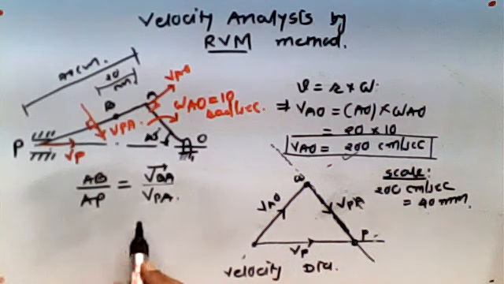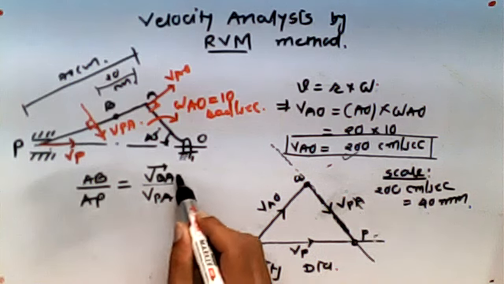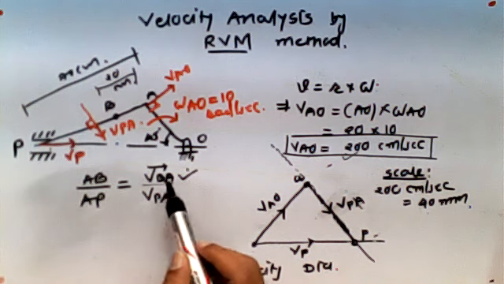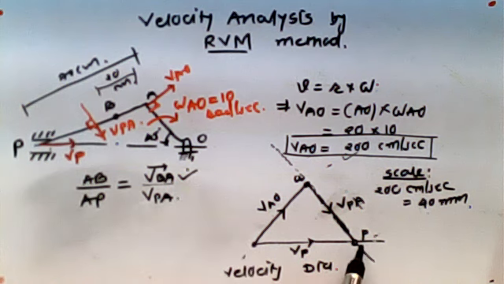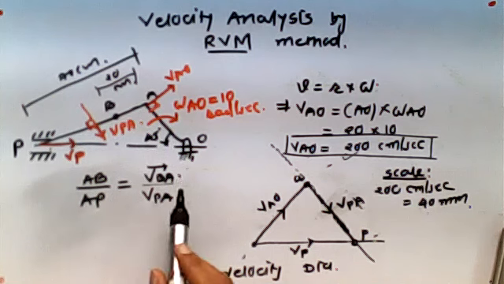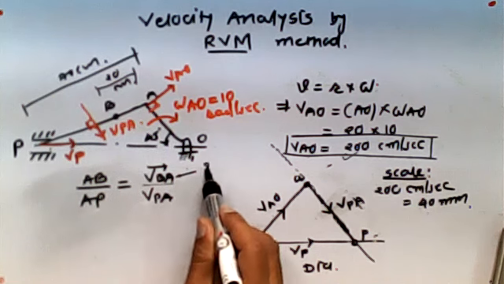Now, I'm knowing velocity of P with respect to A. This is where we have calculated. Velocity of B with respect to A, that is the unknown. Okay, this is known to us. Velocity of P with respect to A, that you have calculated. Correct. You can measure. This is unknown. We need to determine velocity of B with respect to A. Correct. So this is unknown.